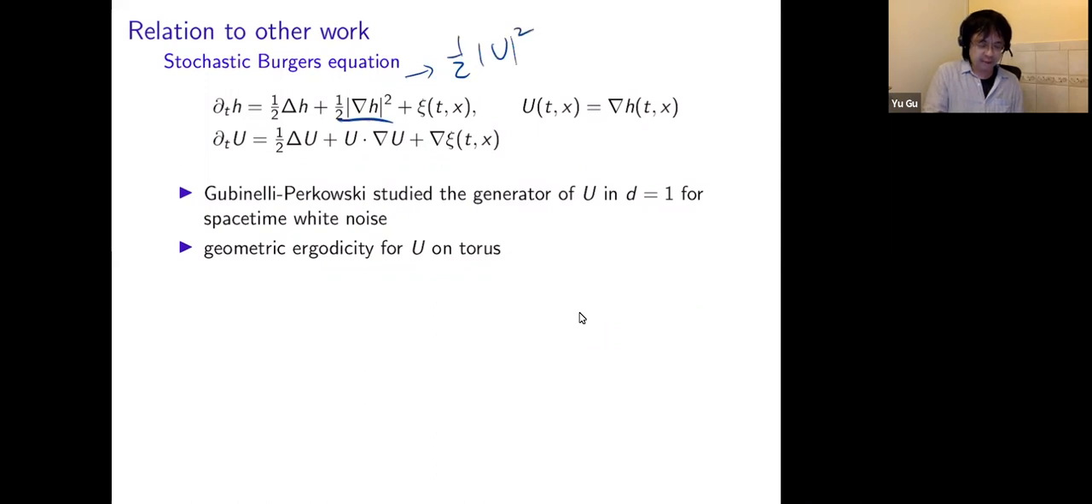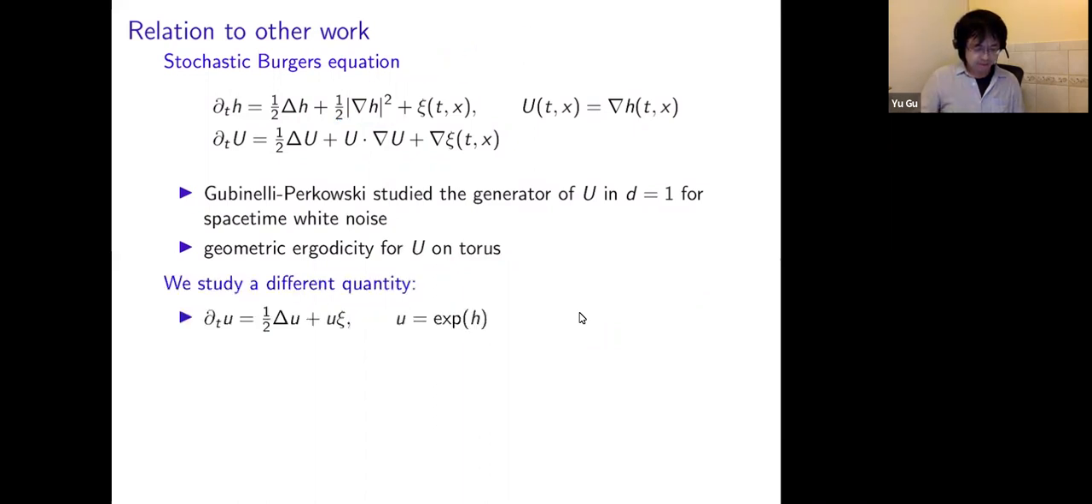So if you know that this u mixes very fast, then presumably this will help you to show that this H has Gaussian fluctuation on the torus. So that's maybe another way of looking at this Gaussian fluctuation for the KPZ on the torus. But as I mentioned, we'll avoid dealing with the singularity of the SPDE, so we'll study a different quantity. So we'll focus on the SHE, of course.